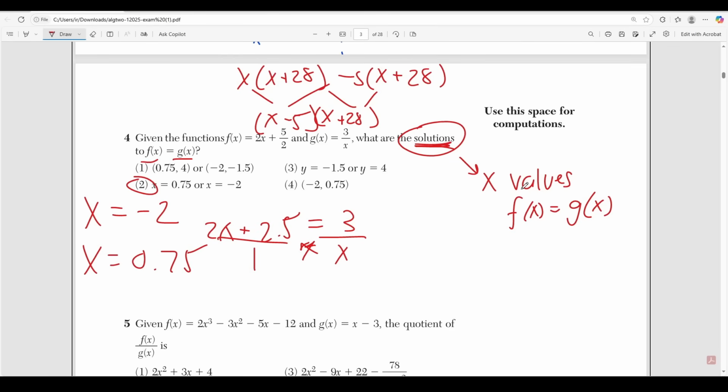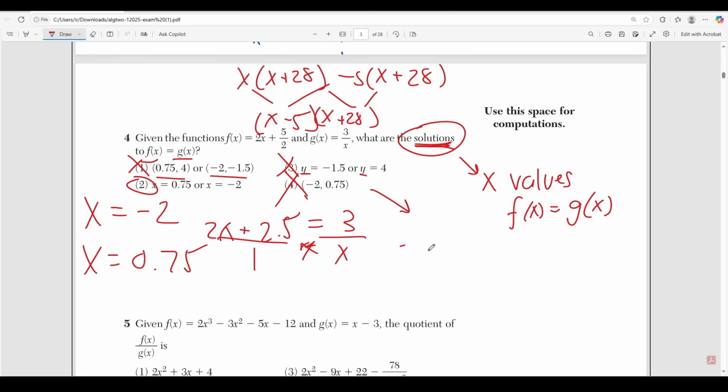Remember, the solutions are all the x values. Choice 1 gives you the coordinate points of the solution, but not the actual solution, right? These are the coordinate points of the intersections, not the solutions. The solutions are only the x values, okay? Choice 3 is wrong because they give you the y values at the solution. And choice 4 is wrong because it makes both of the x values into a coordinate point.